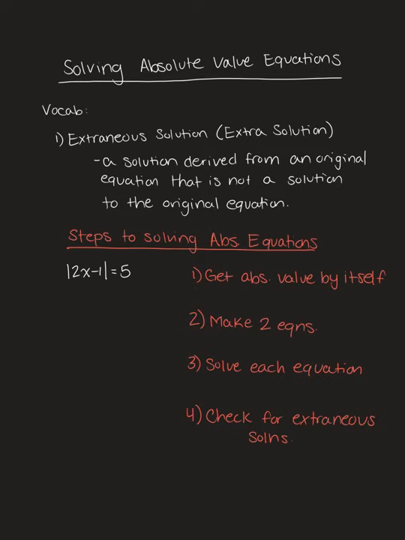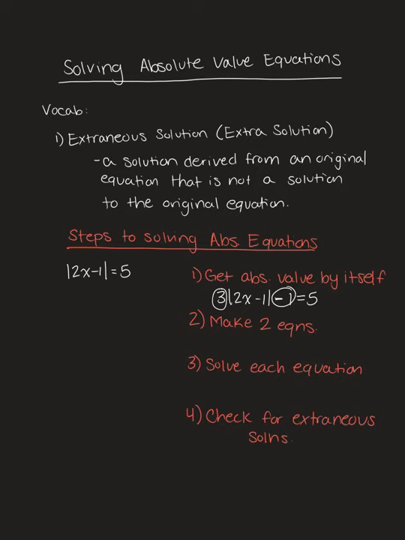Okay? So some steps to solving absolute value equations. The first step is to get the absolute value by itself. Now, what I mean by that is you can have stuff that is being multiplied or added or subtracted onto the end of it, and you need to get rid of these things before you do anything else. Okay? The next step is to make two equations.